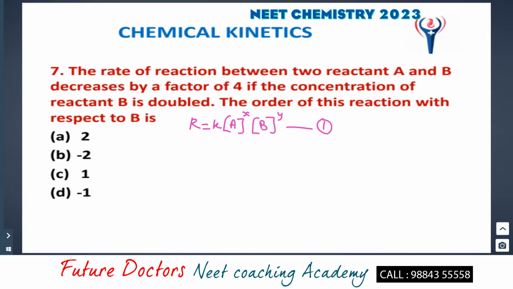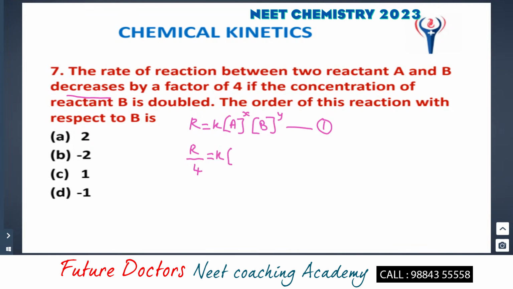Next one. Now see that the rate of reaction between two reactants A and B decreased by a factor. Decreased by a factor means now in the second equation you decrease by a factor of what? 4. So R by 4. Increase by a factor of 4, we can consider 4R. Decrease by a factor of 4, R by 4. Understood? Right. Which is equal to what?